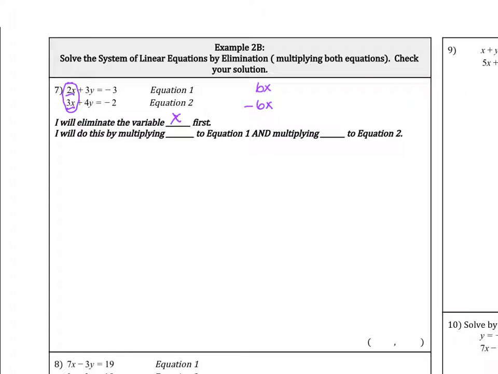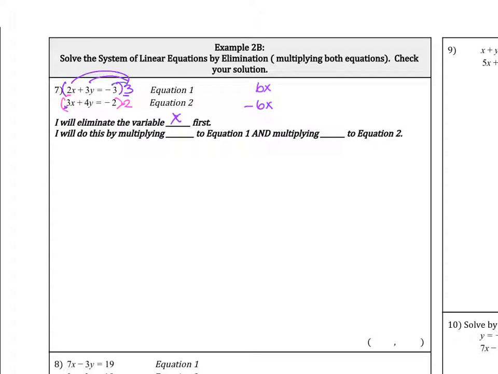So in order to make this happen, we have 2x plus 3y equals negative 3, and 3x plus 4y equals negative 2. So in order to make the top 6, we have to multiply by 3. So notice I'm just taking that 3 and multiplying it to equation 1. Then in the bottom equation, we need to make that the negative 6x, since the top is positive. So 3 times 2. So notice it's the same exact number. In this case, we have to multiply by a negative 2, so that way it's a negative 6.